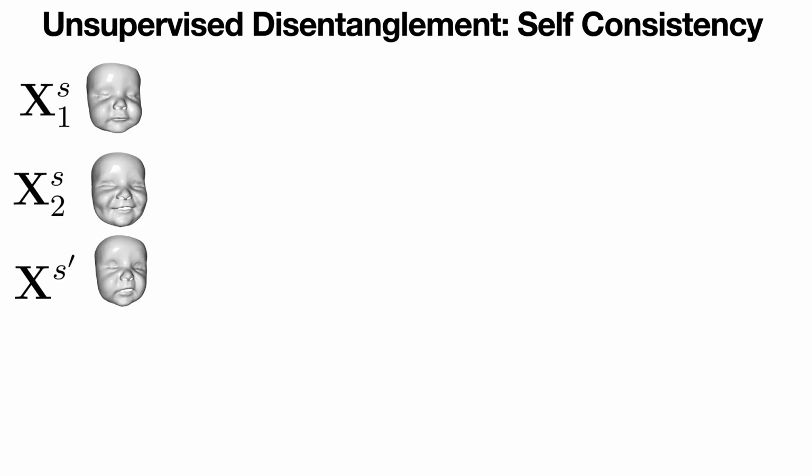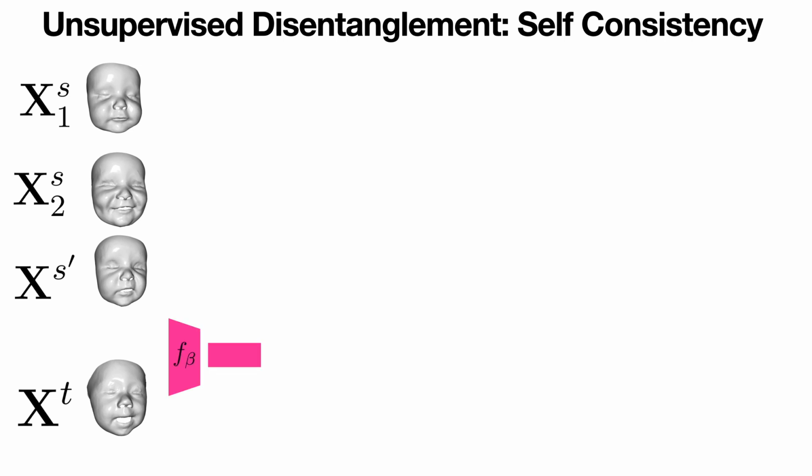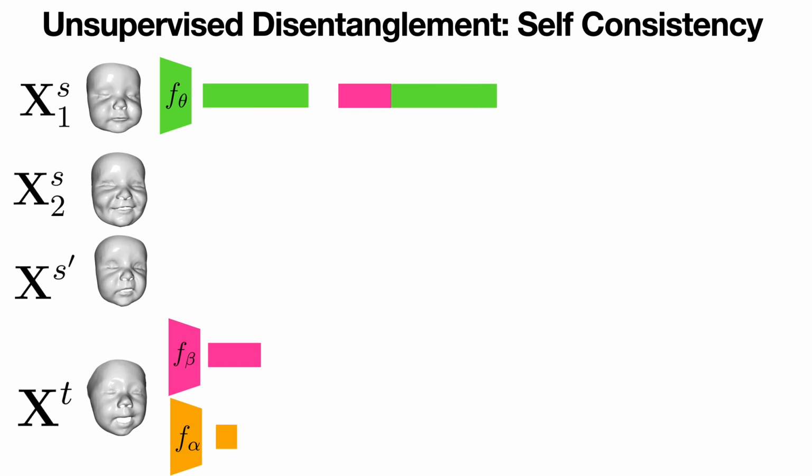For the second train loss, a scan of another identity is added to the triplet. The model now encodes the identity of the added scan, the expression of the first scan, and also the age of the added scan. The shape, decoded from these 3 latents, should now look as if the added scan was making the facial expression of the first scan.